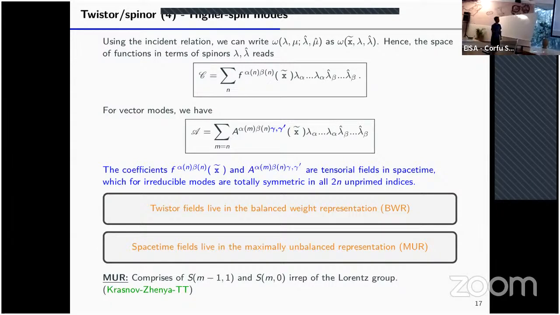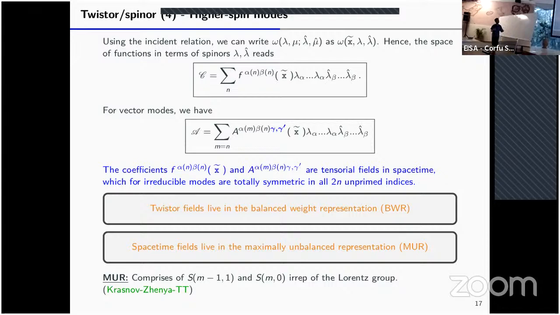So here, the space of functions will be defined as polynomials, as balanced polynomials in terms of lambda and lambda hat. Besides this space of functions, we also have the space of functions for the vector mode, which I denote here. These coefficients have something interesting about them. They are tensorial fields in space-time, although strictly speaking, we are in Euclidean signature, so they are not fields. For irreducible modes, they are totally symmetric in n unprimed indices.